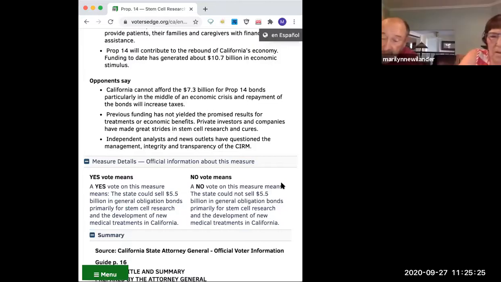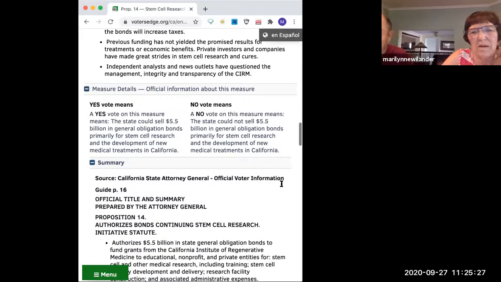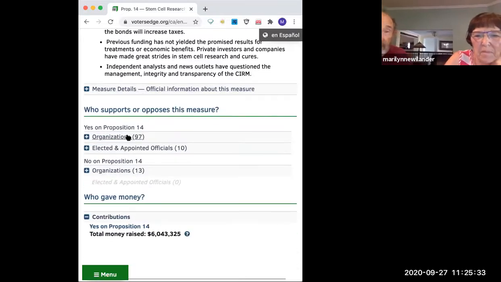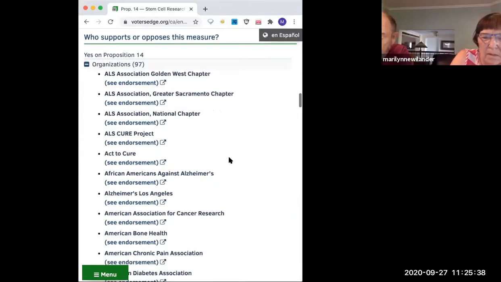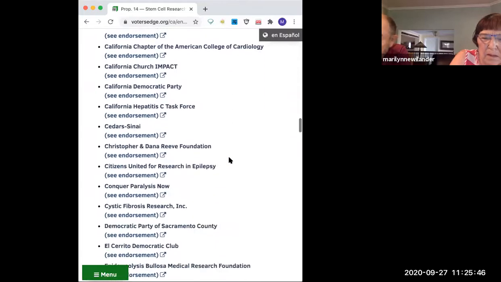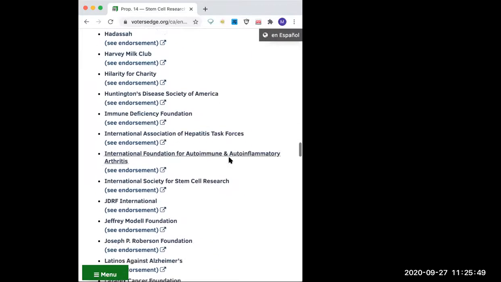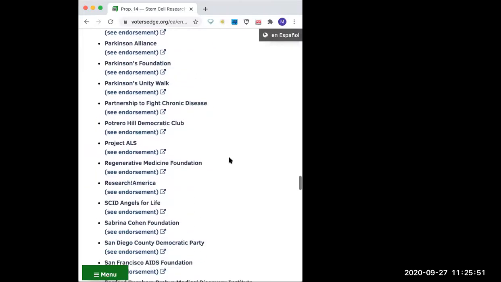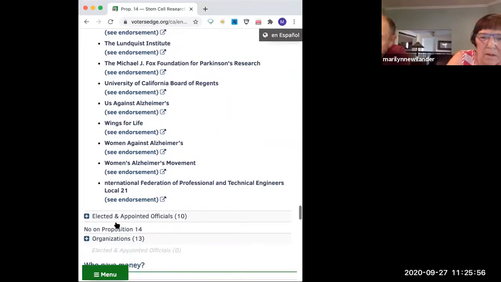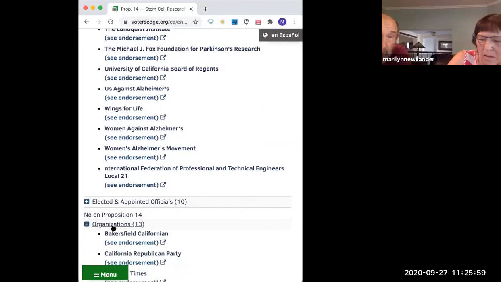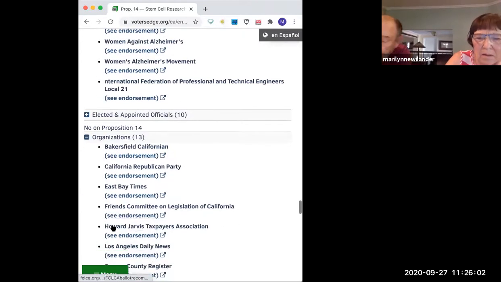Let's see, who supports this? Well, we have 97 organizations, including the Michael J. Fox Foundation and various Alzheimer's groups involved. A number of assemblymen and business are involved. Opposed to this is the Republican Party and 5 newspapers. And I'm going to name the newspapers for a specific reason. There's the East Bay Times, Orange County Register, San Gabriel Valley Tribune, San Jose Mercury News, and the Daily Breeze, who are all owned by one company, Digital Media.